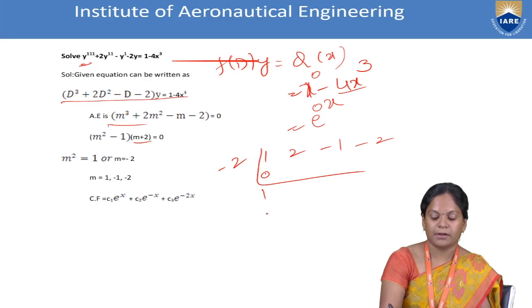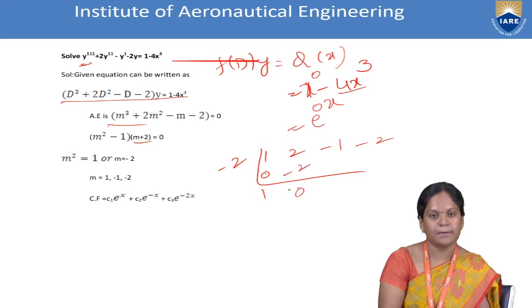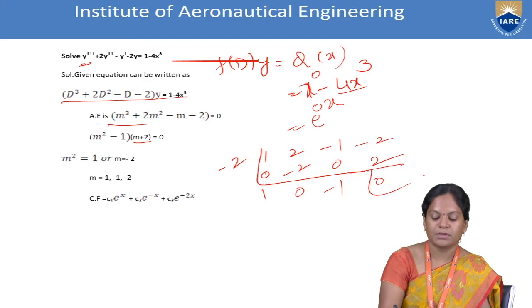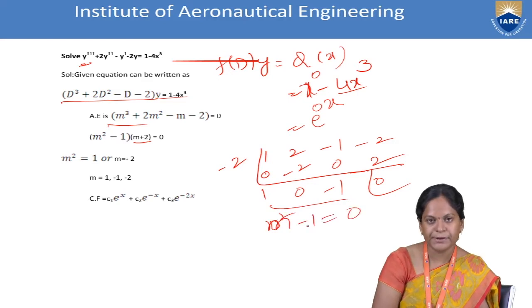So 1 minus 2 is minus 2. 2 minus 2 becomes 0. 0 is 0, minus 1. Minus 1 into minus 2 becomes 2. So last we have 0. And by using this, we get m square minus 1 equal to 0.